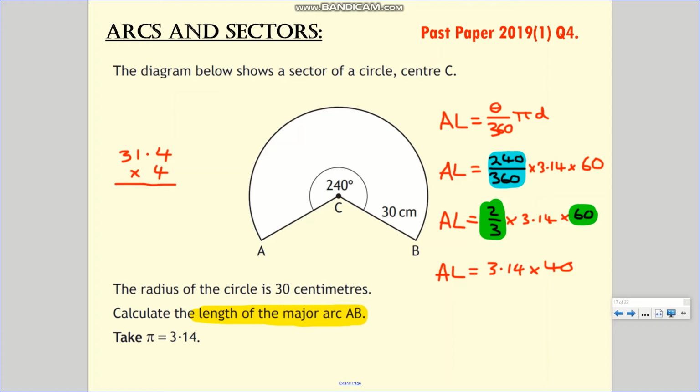Okay, set up a simple calculation. 4 times 4 gives you 16. So I have to carry 1 onto the next column. 4 times 1 is 4, add 1 is 5. I don't have to carry anything onto the next column this time. And then 4 times 3 is 12. So my final answer here is that my arc length, if I'm using 3.14 instead of the pi button on my calculator, is going to be 125.6 centimeters.